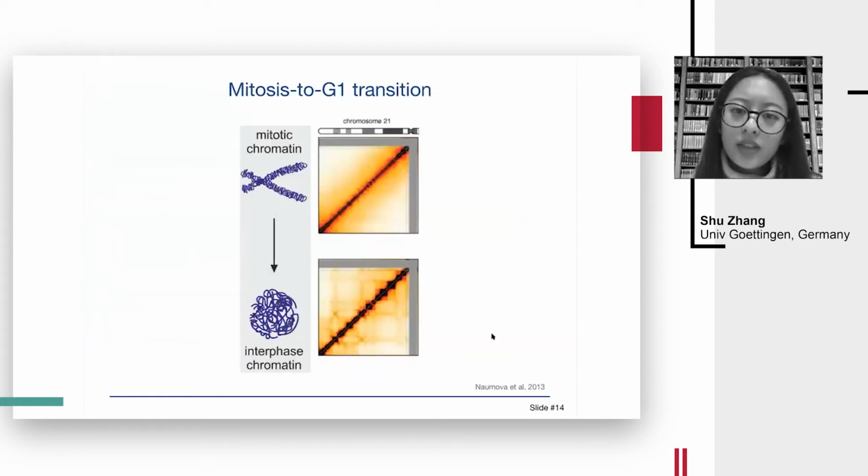After answering the first question, we think there is another very interesting time point: the re-entry into G1. We know that during mitosis, most proteins are removed from chromatin and chromatin is highly compacted. But during the mitosis-to-G1 transition, both genome structure and gene expression need to be reorganized and reactivated.